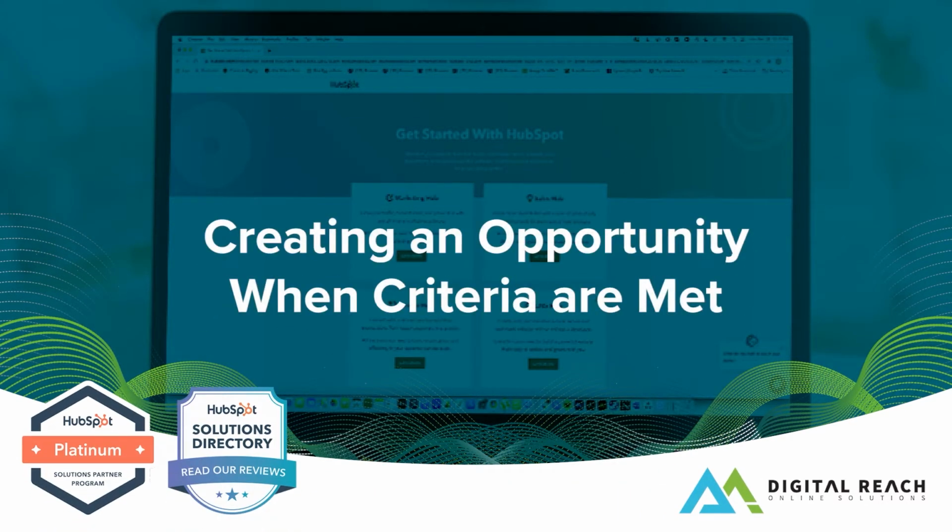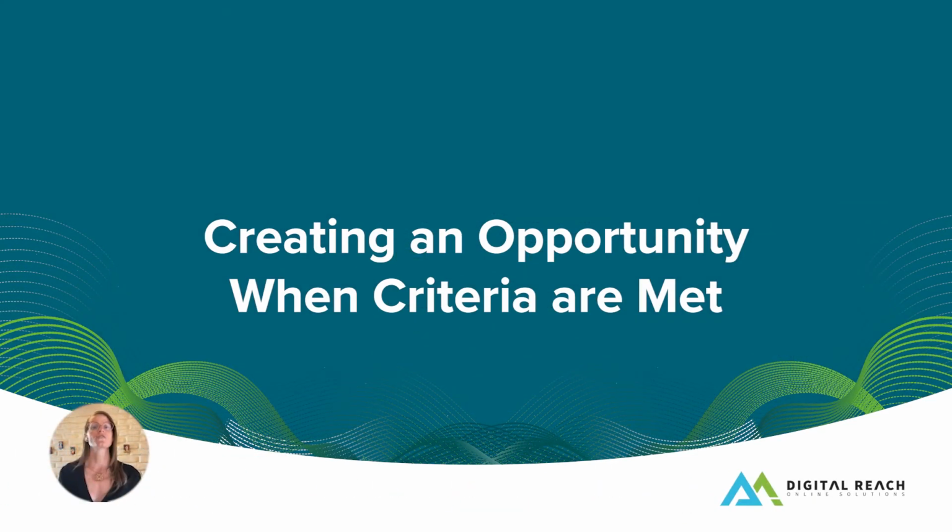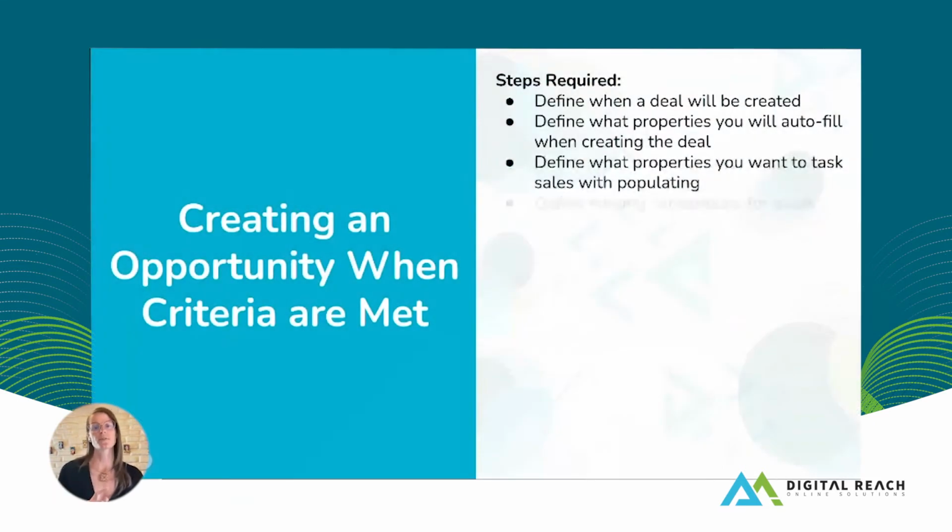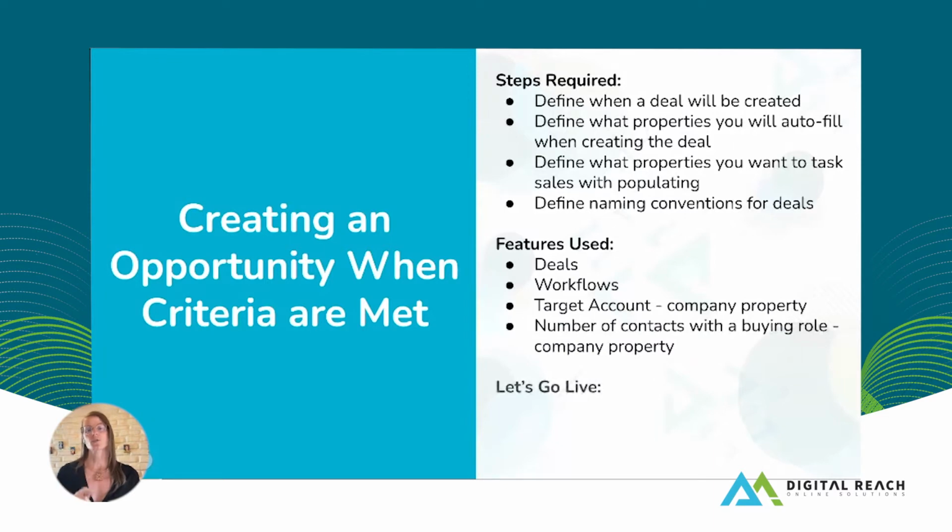Create an opportunity when the criteria is met. So now what we want to do is define when a deal will be created, define what properties you will autofill, define what properties you want to task sales with populating, and define your naming conventions for your deals. So we're going to use deals, workflows, our target account property, and the number of contacts with the buying role, which is a company property. So now let's go ahead and look at how we are going to create that deal.